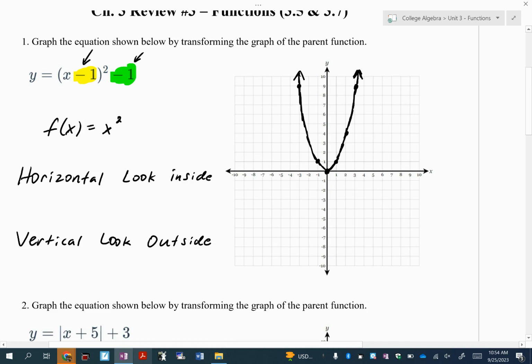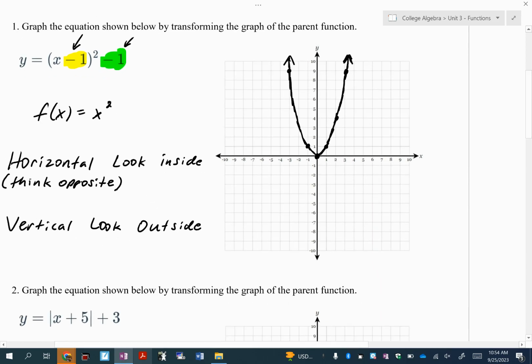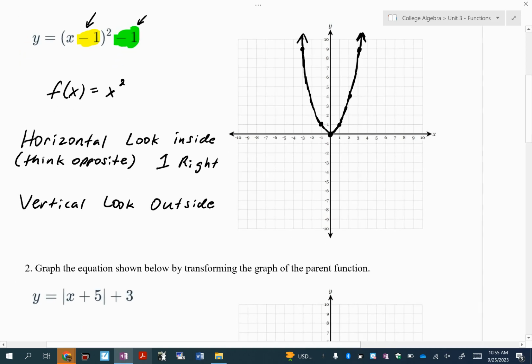All right. Now, the key thing is when you're doing the horizontal shift, you've always got to think opposite when you're writing down the horizontal shift as you look inside the parentheses. So that's going to be something that is a common thing that is missed. So when I see -1 inside the parentheses, I think opposite of that, which is +1. Moving horizontally in a positive direction 1 unit would be 1 unit to the right. Vertically, whatever the sign is, that's as you would think, up or down. So when I think about moving negatively in a vertical direction, I'm thinking 1 unit down.